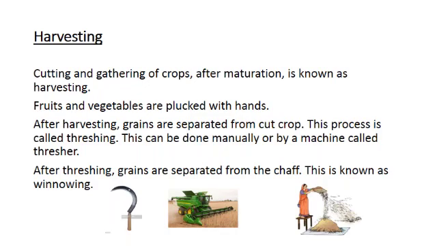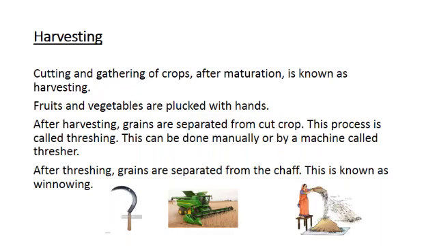Next agriculture practice is harvesting. Harvesting is the cutting and gathering of crops after maturation. Fruits and vegetables are plucked with hands. After harvesting, grains are separated from the cut crop. This process is called threshing. It can be done manually or by a machine called thresher.